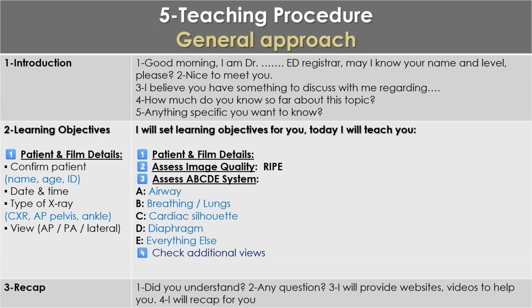That's okay. Today, I will set learning objectives for us. So I will teach you about patient film details and assessing image quality. The mnemonic is RIPE. And then we will learn to assess using the ABCDE system, which are the airway, breathing, lungs, cardiac silhouette, diaphragm, everything else. And we will also learn about checking additional views. Do you understand so far? Do you have any questions? I will provide websites and information at the end of the teaching, and I will also recap the learning objectives today. Thank you. So we will start with the patient's film details.